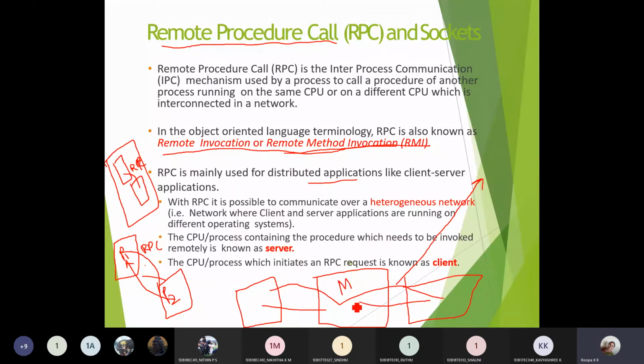So I'm considering this as the client and this as the server. The communication between the client and the server, which are working for a single application, is said to be a distributed application, which works as a client server application. Here, just a second, I'll erase this and rewrite it.